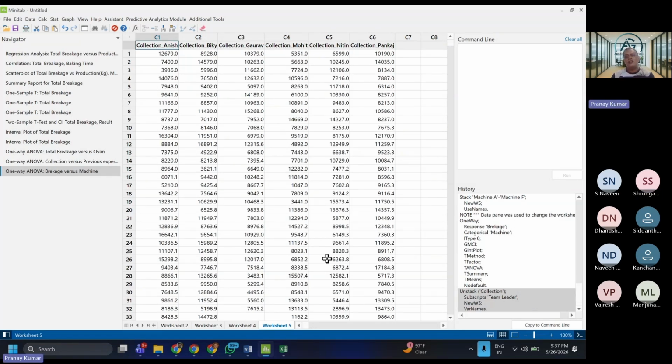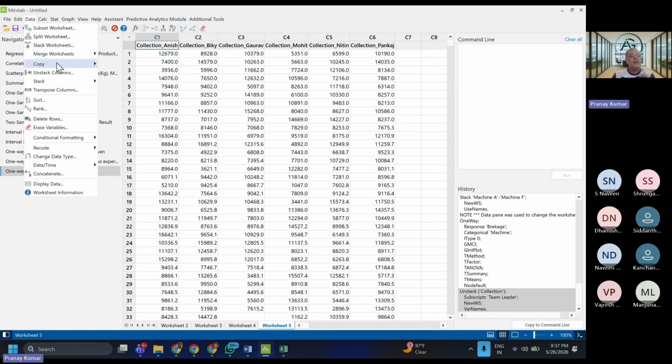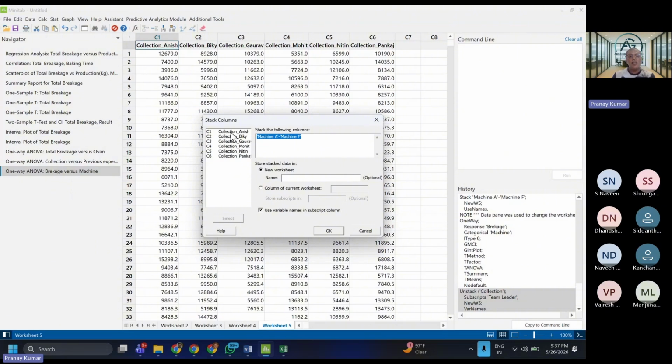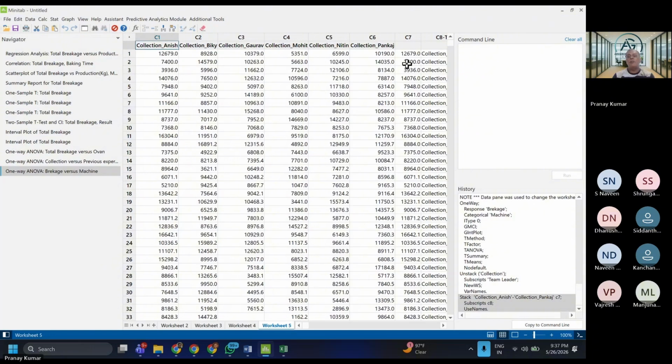Now let us do the opposite. Let's stack it. Data, Stack, Columns. Which columns do you have to stack? All of it. Where do you want to put it? In a new worksheet or column in the current worksheet? I will say C7, C8 is empty right now, so I will say C7, C8. Now this will become compiled information. This is now my collection. This is my team leader.